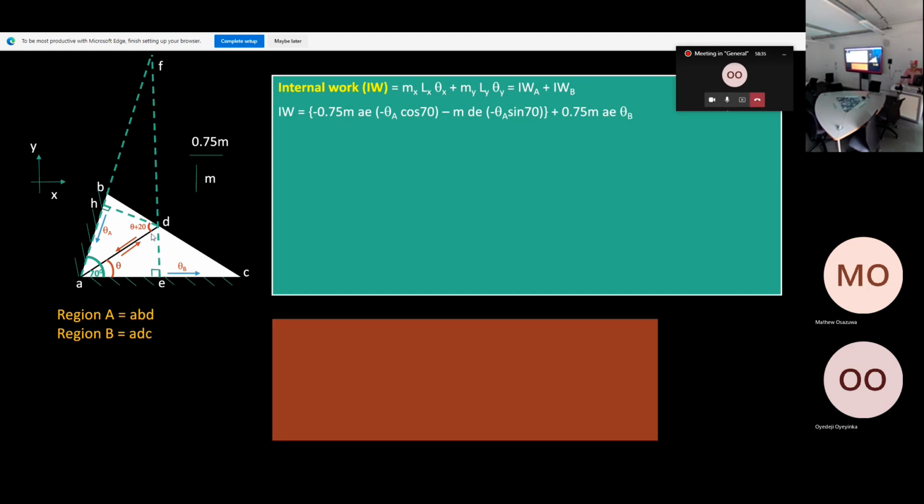Now, what is the length? Can you see this yield line here, AD? What is the projection of this yield line onto the x-axis? Do you agree it's AE? Yeah. Okay, so that's LX. Now, rotation. We are looking at region A. Can you see this vector theta A? The projection of this vector onto the x-axis, do you agree, first of all, it's negative? And do you agree it's theta A cos 70?